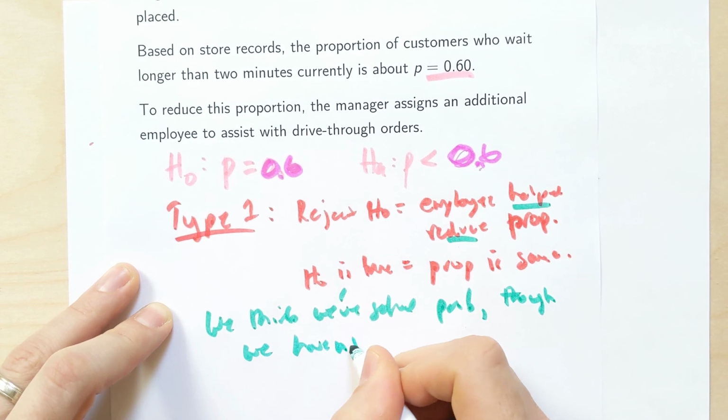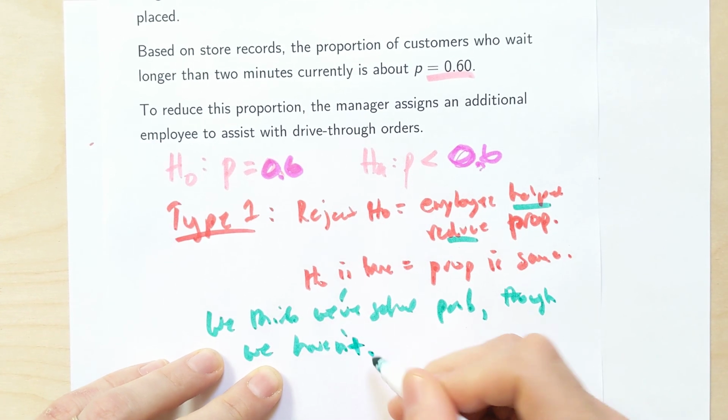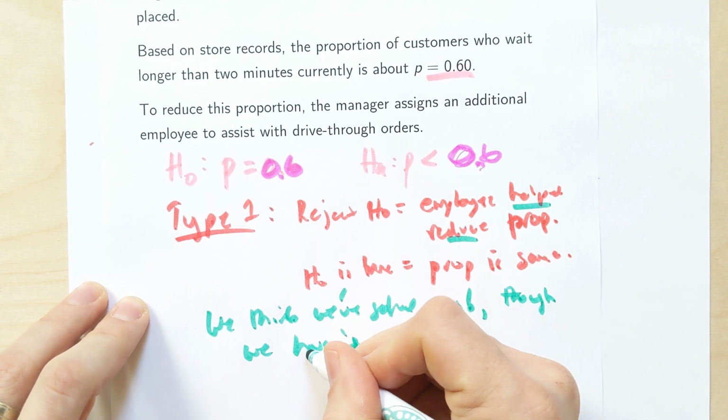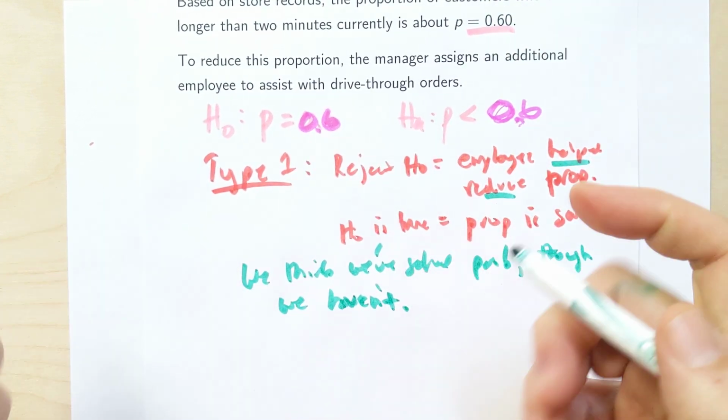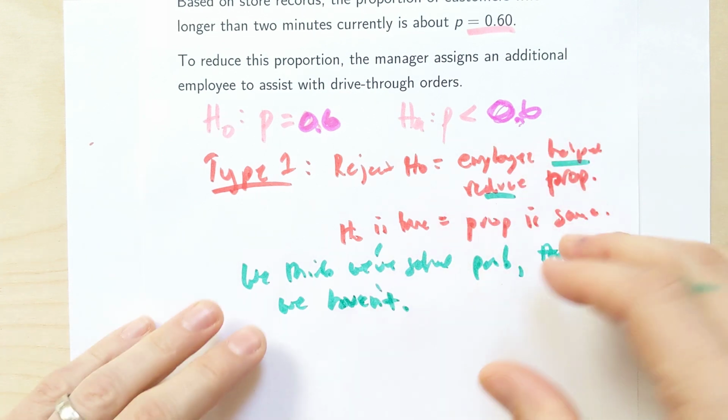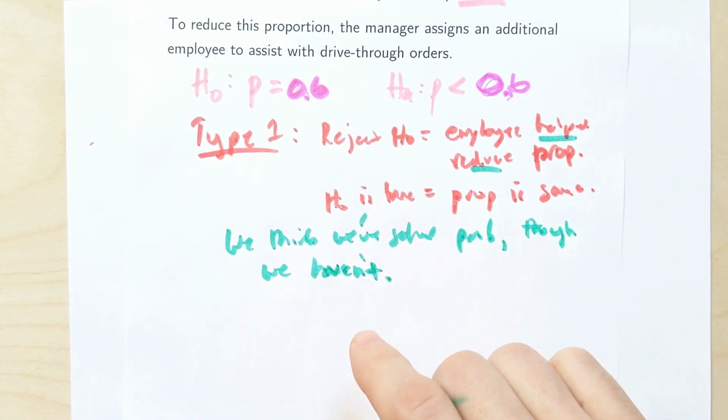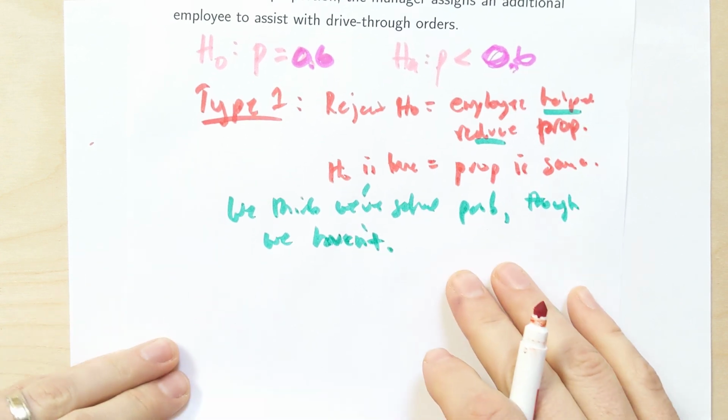Customers are actually still waiting the same amount of time, and we think we're wasting our money potentially having this employee trying to assist with the orders, and nothing has really changed. That would be a type 1 error. What would be a type 2 error here?